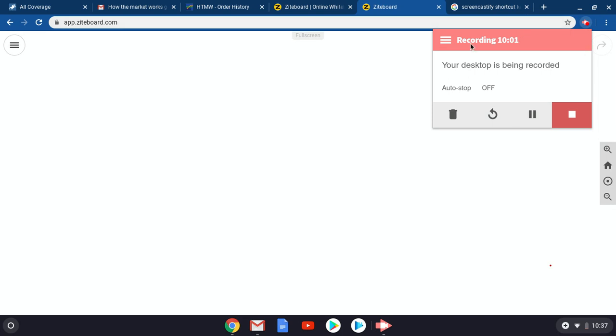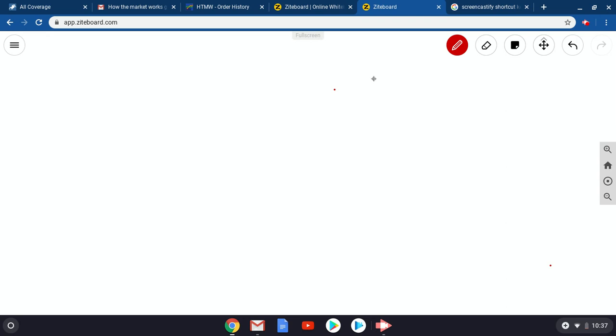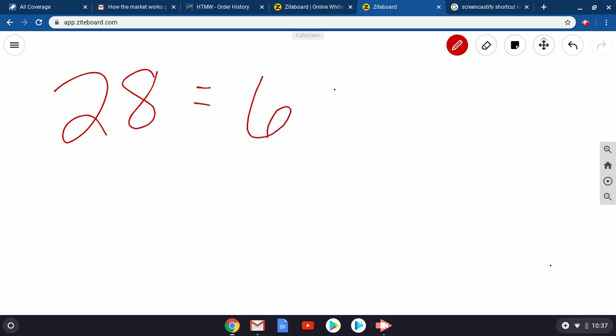Okay, we're going to try right here to do one more, and it's going to be slightly different this time. So this time, let's go ahead and put the answer over here on the left side. Let's put 28 over here equals 6x plus 4. The goal is still the same.